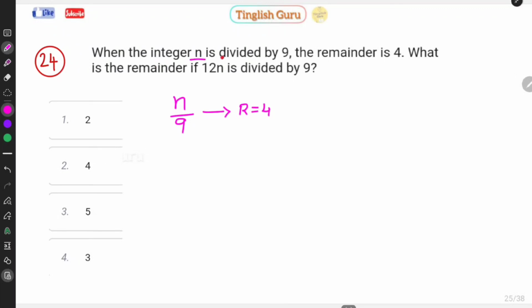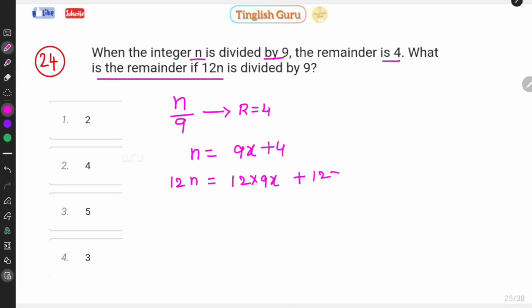when the integer n is divided by 9, the remainder is 4. What is the remainder when 12n is divided by 9? Say n is divided by 9, then the remainder is 4 is given. So the structure of number n is equal to 9x plus 4. Okay. Now we have to find 12n, means multiply both sides by 12. So 12 into 9x plus 12 into 4.